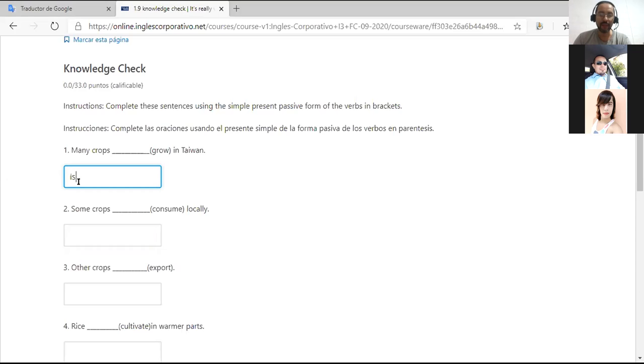Okay. It is grow. Almost on mark. Crops are singular or plural? It's plural. Are grown, exactly, because it's plural. Crops with S. Grown. And that is the correct word at the end. That is correct.